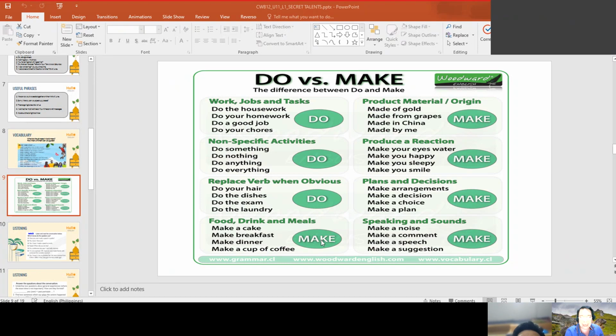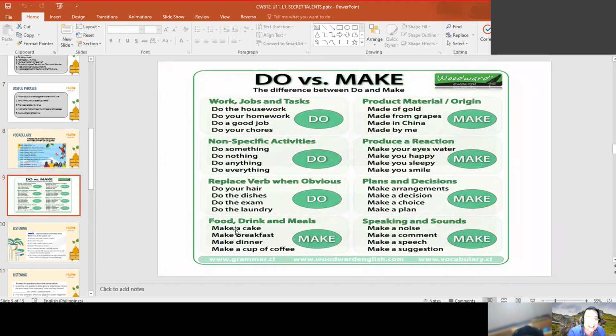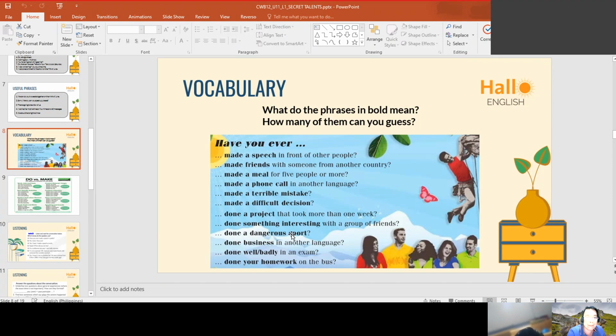What about make? If you're talking about make, we talk about food, drink, and meals. Like in yesterday's lesson, made a meal, right? It's a meal. So that's why we have to say made a meal.